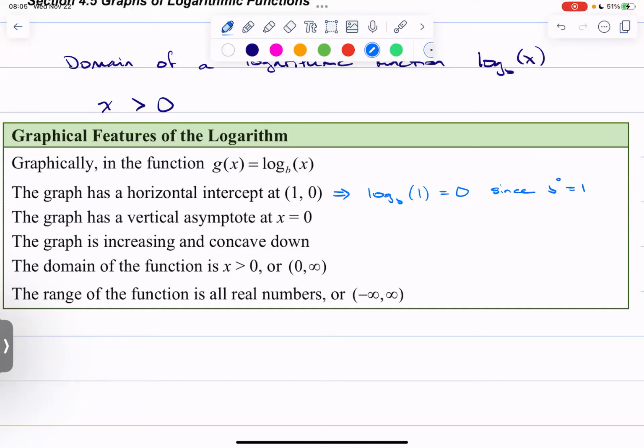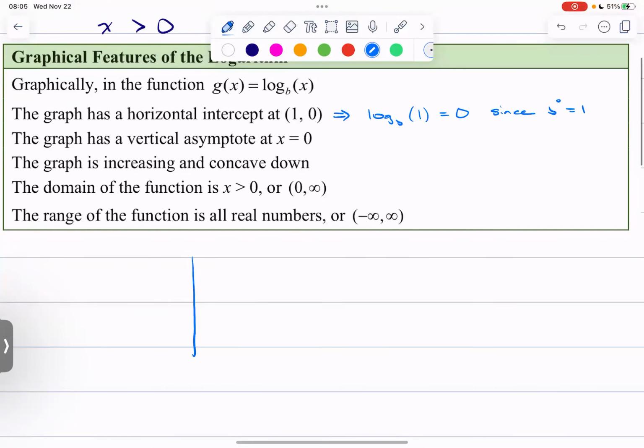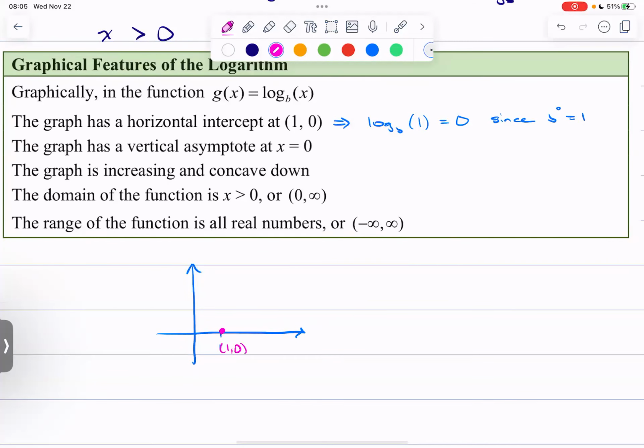Which means it's going to pass through, I'll do a rough sketch here, at (1, 0). So we know that much so far. Oh, it said (0, 1), but I meant (1, 0). Makes a huge difference. Still waking up.